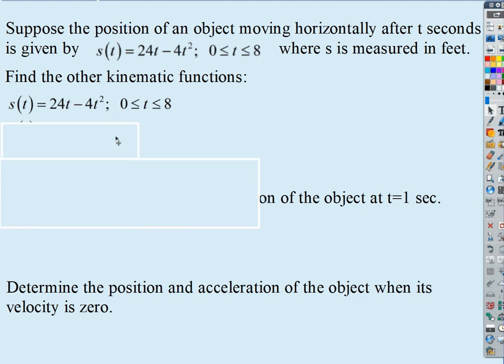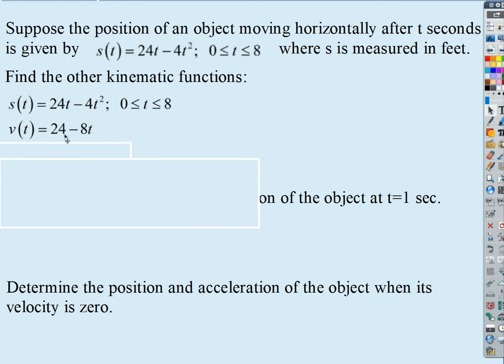24 minus 8t. And that's all we're doing, is just using the power rule, right? So the derivative of 24t would just be 24, and the derivative of 4t squared would be 8t. There you go. So that's all we're looking for there. What about the acceleration then?